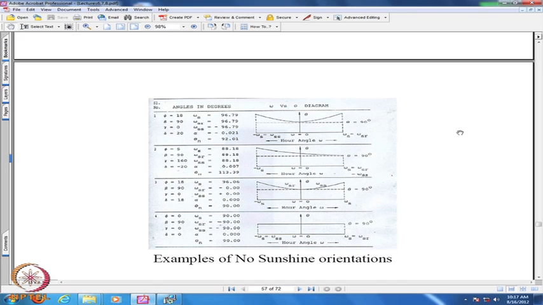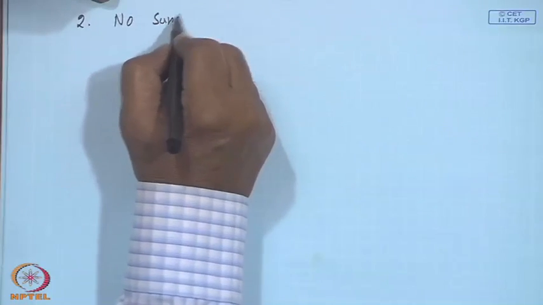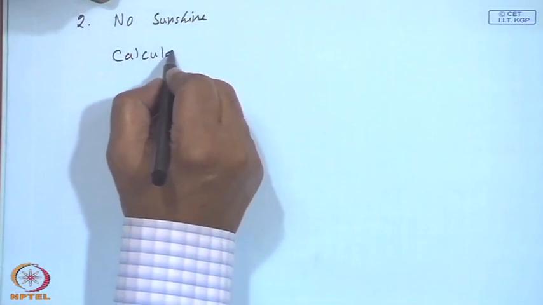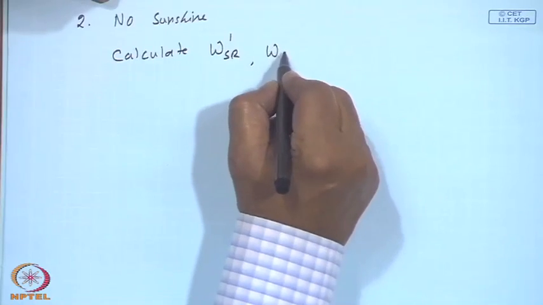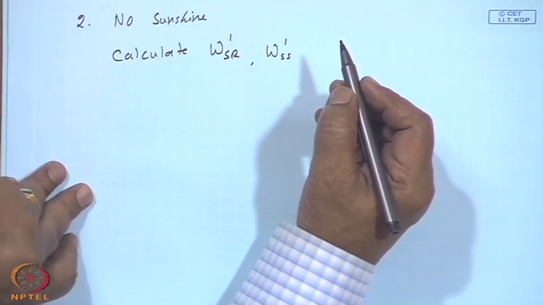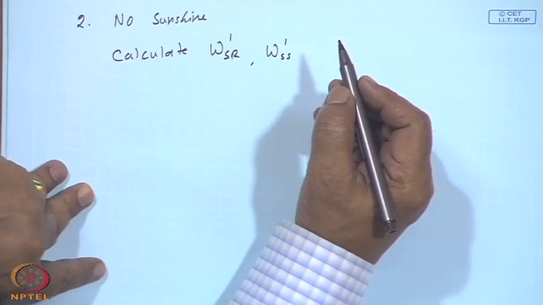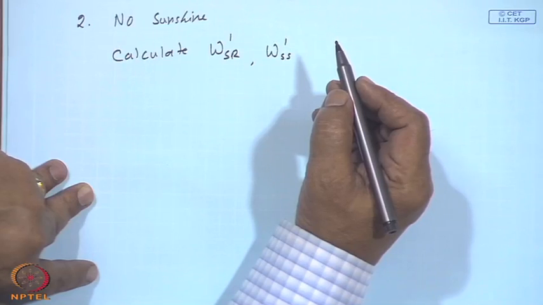And you can see case 2, no sunshine. So, you can calculate omega s r dashed and omega s s dashed. These numbers are given after doing this. Now, here is an interesting situation, phi 18, beta 90, gamma 0, delta 18.